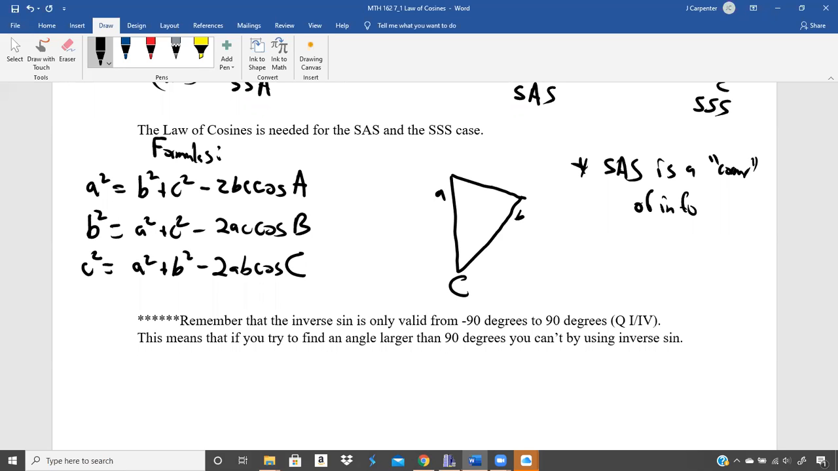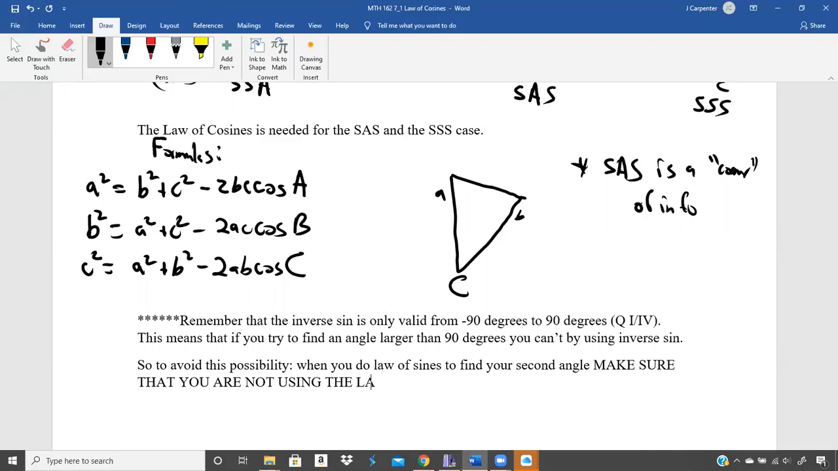So here is your hint, your approach, not necessarily a hint. To avoid this possibility, when you do law of sines, find your second angle, make sure that you are not using the largest, let me say longest, side. In other words, do not find the angle opposite the largest side.